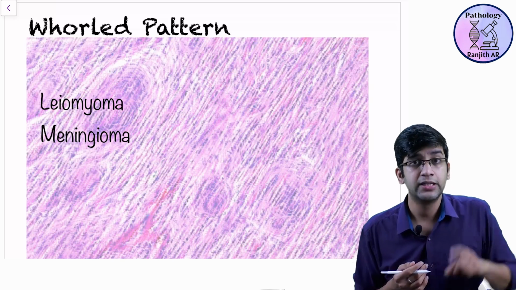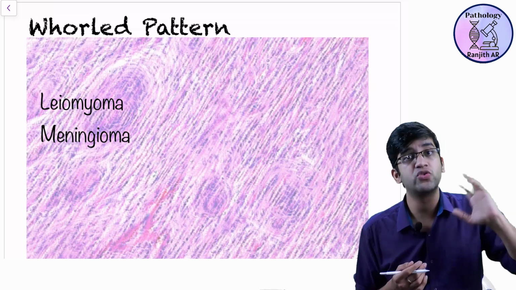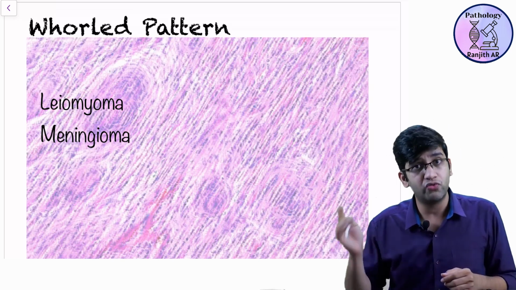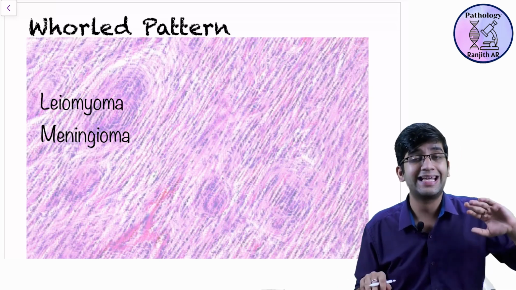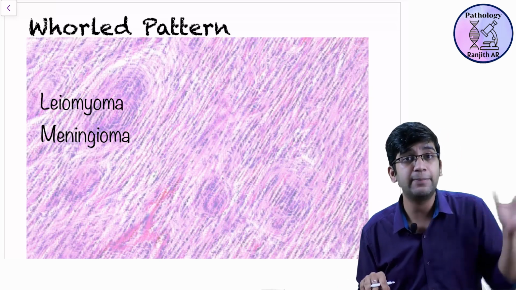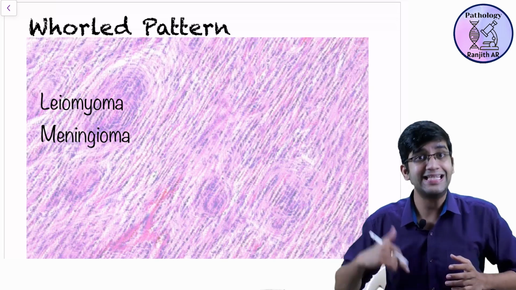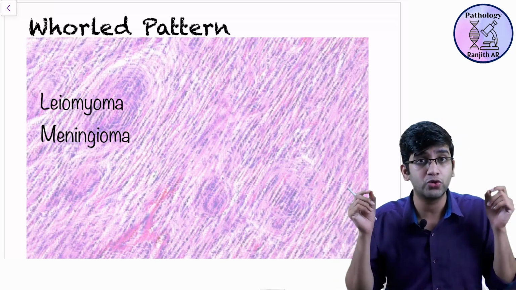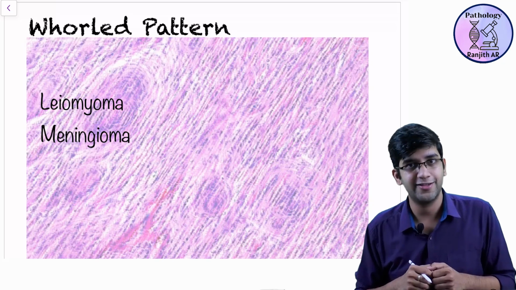I want to say one thing. The first pattern, keratin pearl, also was whorled. This is also whorled. How do you differentiate? Keratin is acellular, completely pink. This has cells, elongated cells. Fine? Clear? Next pattern.